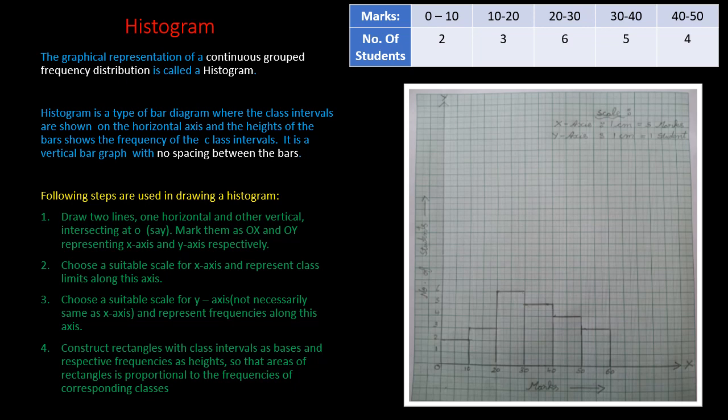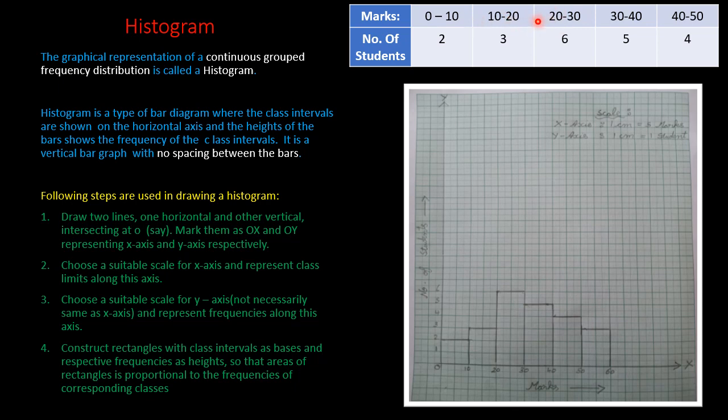Children, now let us learn about histogram. The graphical representation of a continuous grouped frequency distribution is called a histogram. See the point here: continuous grouped frequency distribution. Here we have an example of a continuous grouped frequency distribution. Marks are given in class intervals like 0 to 10, 10 to 20, 20 to 30, 30 to 40, 40 to 50. Here the class interval ends at 10 and the next class interval starts from 10. So in these two classes, 10 is common.